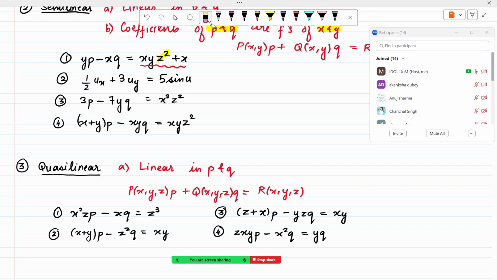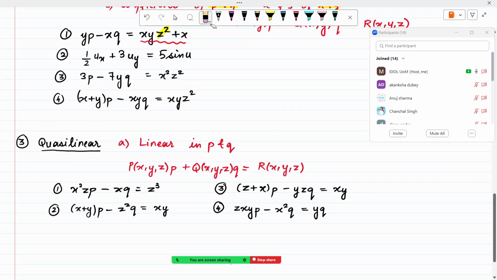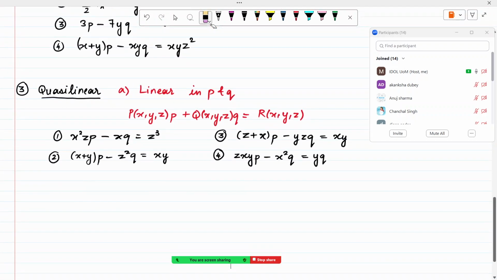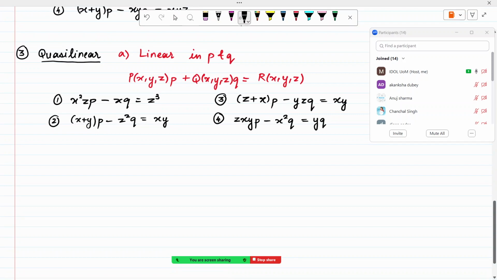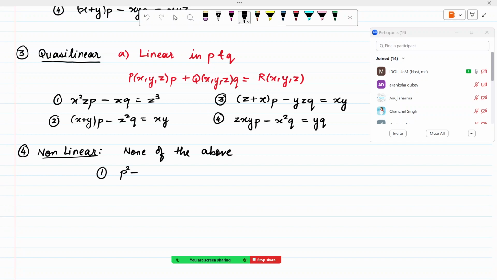And the last type which we have is of course the non-linear. So these are all linear. The last type is the non-linear. The non-linear would be none of the above, meaning it may not even be linear in P and Q. So let's look at the examples here. P square plus Q square equals 1. It's not linear in P and Q.